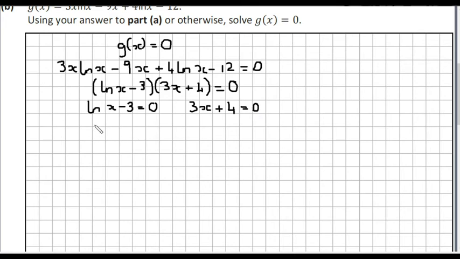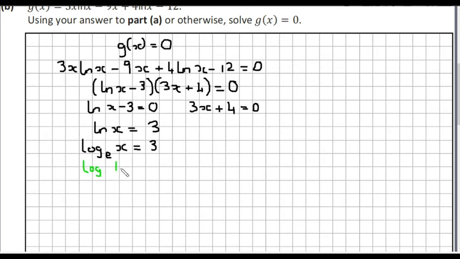So then ln x is going to equal, bring the minus 3 across and make it plus 3. So ln x equals 3. Now, ln means log to the base e. So we're going to have a log of x to the base e is equal to 3. Now, to get x here, we need to write this from log form, which is the way it is at the moment, into index form.